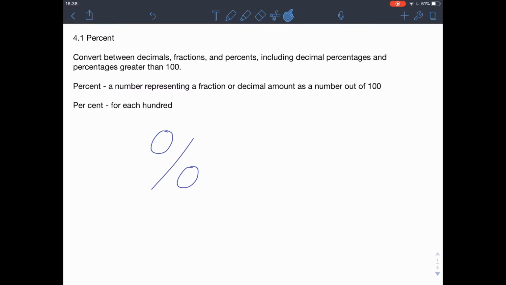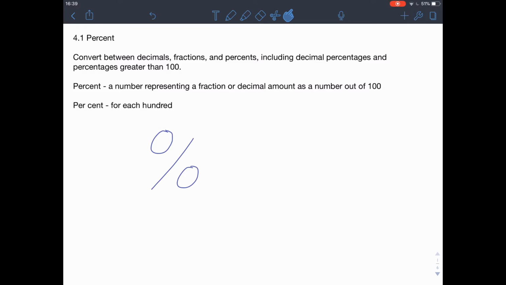In this video, we're looking at lesson 4.1, percent. Our learning goal is to make sure we can convert between decimals, fractions, and percents, including decimal percentages and percentages greater than 100. This will help us to master Standard 7.RP.A.1: Compute unit rates associated with ratios of fractions, including ratios of length, areas, and other quantities measured in like or different units. In order to calculate percents, we need to first remember what percents are.